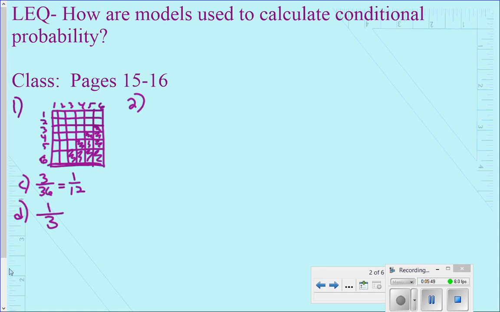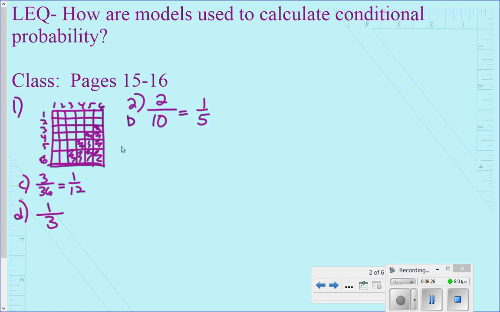So part B, what is the probability that both dice show the same number if the sum is more than 8? So I'm looking at only those 10. So if I'm looking at only those 10 and they have equal probability, 10 is my denominator because those are the ones I'm looking at. And of those 10 I'm looking at, how many have the same number? Well, the same number is 5 and 5 or 6 and 6, so that makes 2. So 2/10 simplifies to 1/5, and that's for part B.